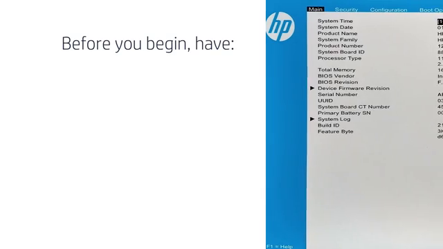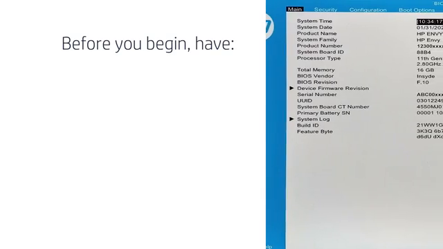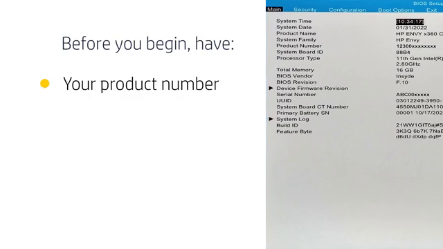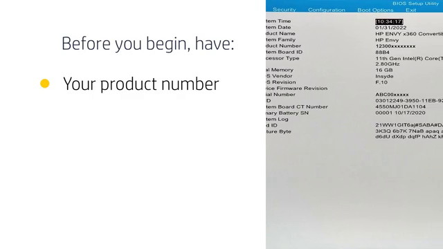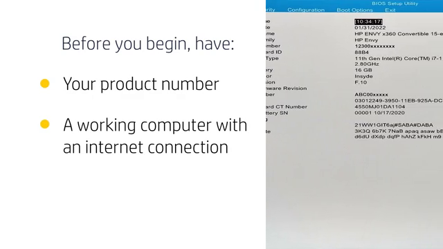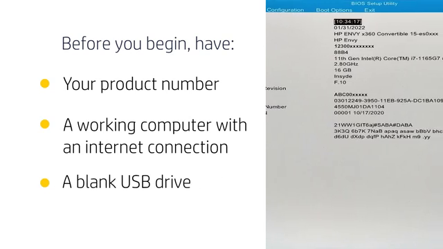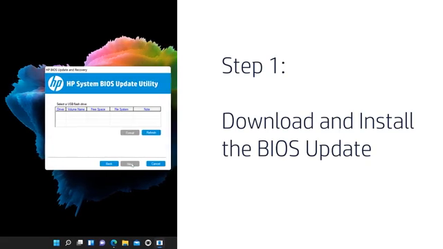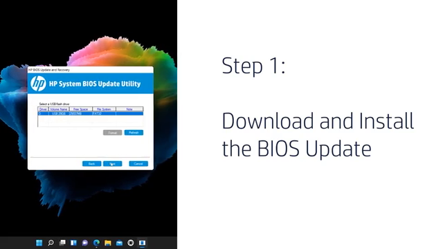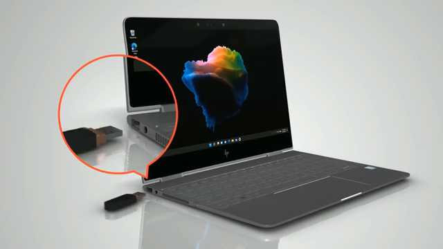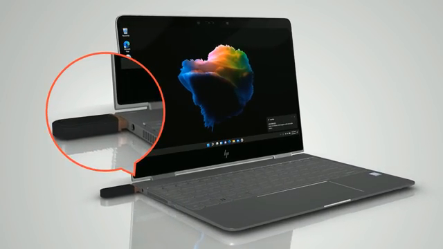To update the BIOS for your computer, gather the following items: your product number, which is usually stamped on the bottom of your notebook, a working computer with an internet connection, and a blank USB drive. Download and install the BIOS update and save it to the USB drive. Connect the USB drive to the working computer.